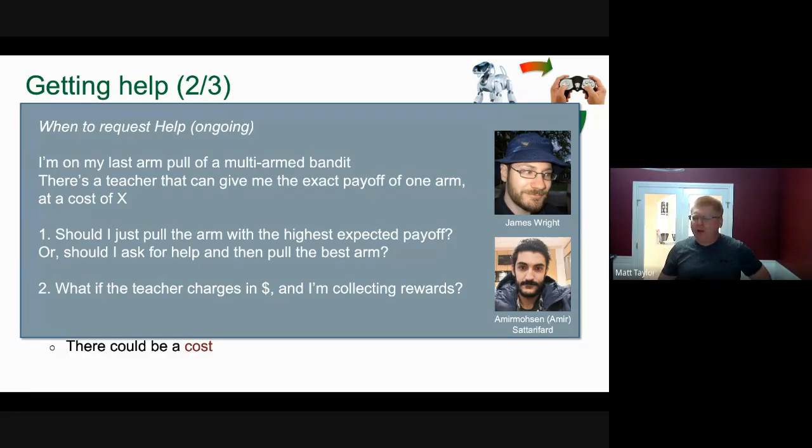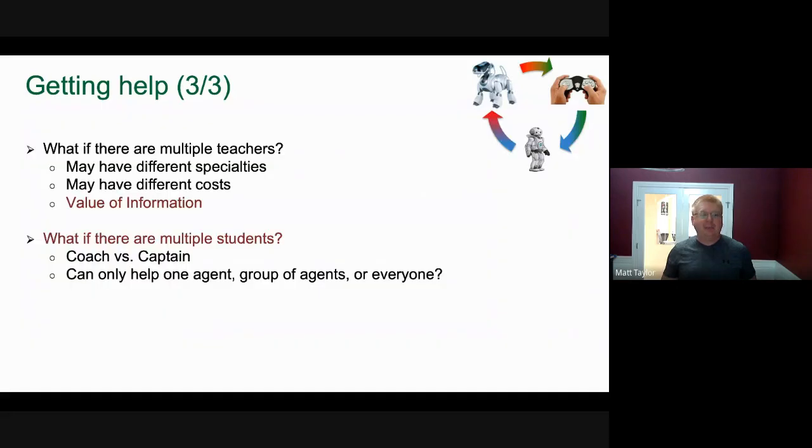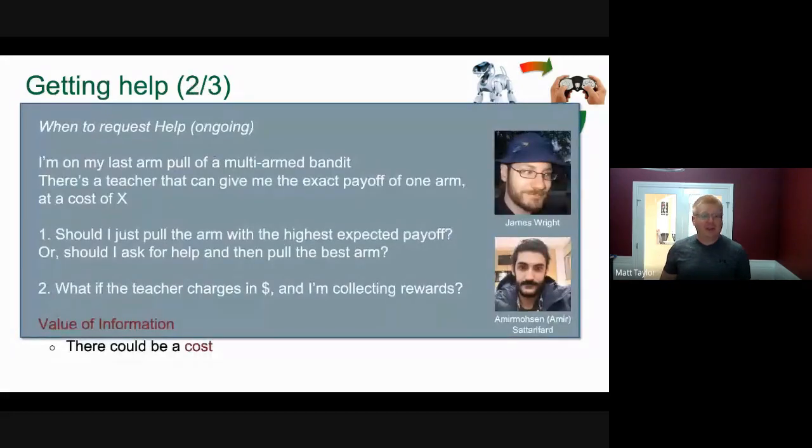Another thing we've been thinking about is, what if I am collecting rewards or units of utility on the bandit, and then the teacher is charging me in dollars? Now we're comparing apples and oranges, so it's kind of a multi-objective problem. So how do you answer this? You think about the value of information. James, Amir, and I are working to understand what value of information means in this context.